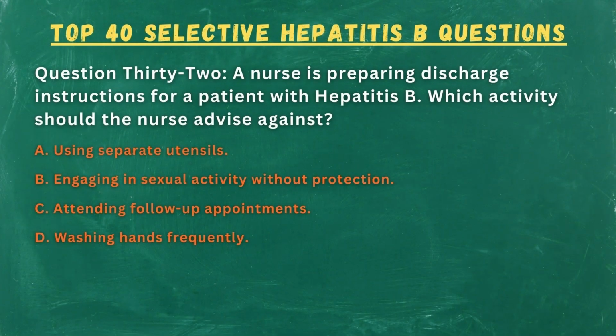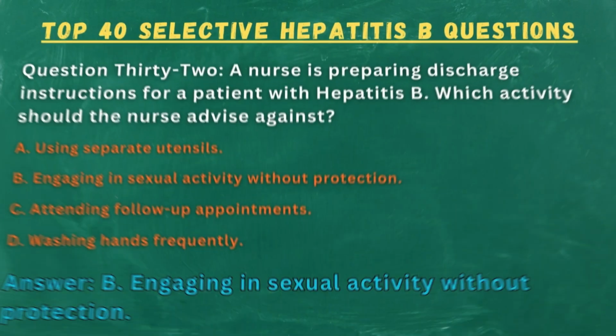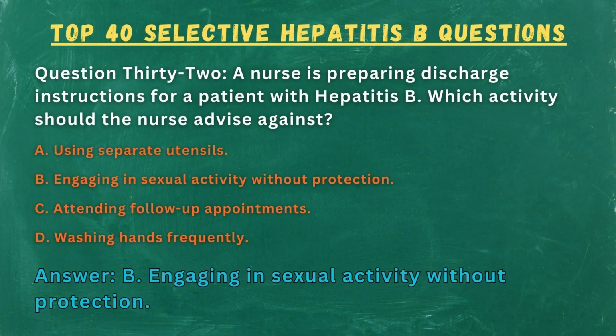Question 32. A nurse is preparing discharge instructions for a patient with hepatitis B. Which activity should the nurse advise against? A. Using separate utensils. B. Engaging in sexual activity without protection. C. Attending follow-up appointments. D. Washing hands frequently. Answer. B. Engaging in sexual activity without protection.